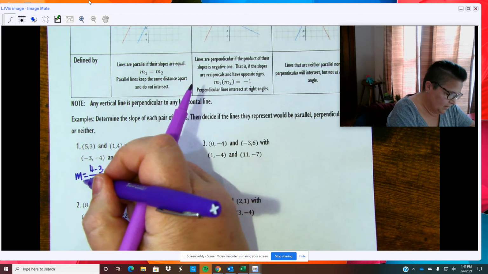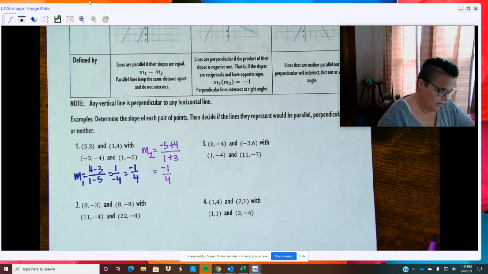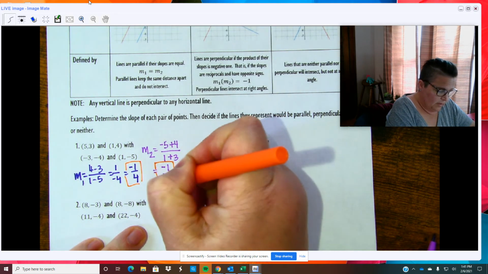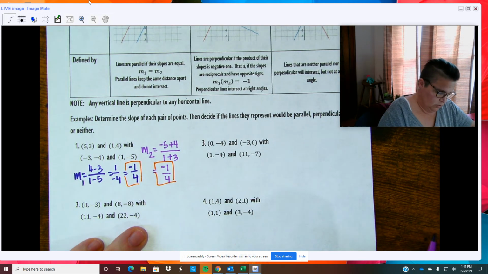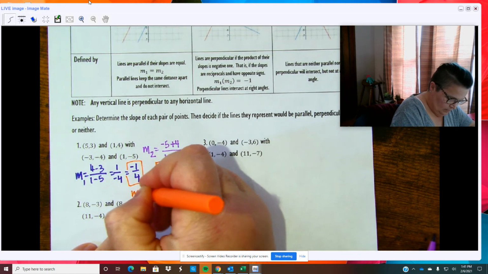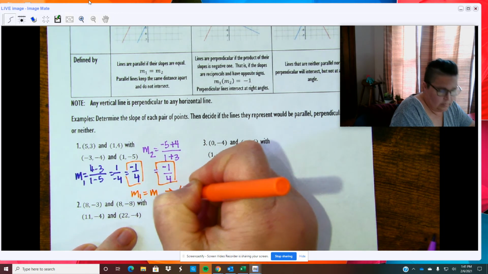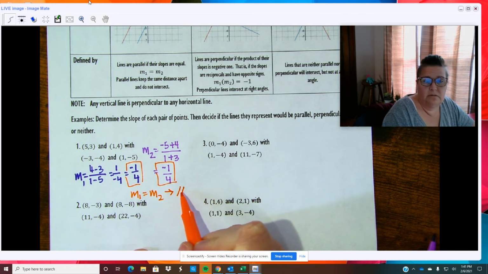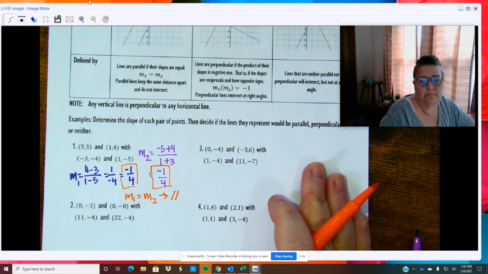So as you look at this, M sub 1, or the first slope we found, was a negative 1/4. The second slope we found was a negative 1/4. So M1 is equal to M2, and these two lines must be parallel. And the symbol, by the way, for parallel is just this pair of parallel lines. Looks an awful lot like a quick of that one.